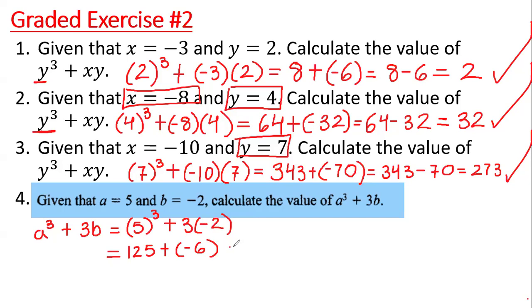So it's going to be equal to 125. We have positive times negative, which gives us a negative. It's going to be negative 6. So we have 125 minus 6. And 125 minus 6 is what? 119. 125 minus 6 is 119.